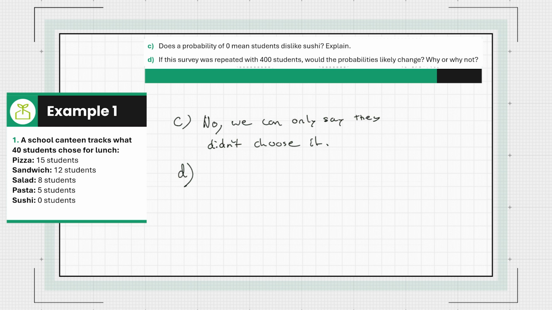Alright, if we look at D, we have, if this survey was repeated with 400 students, would the probabilities likely change? Why or why not? So if we expanded the potential students' preferences to a group 10 times larger, we would expect preferences to change quite dramatically. A group of 40 students will not be representative of an entire school, nor an entire year group. So yes, we would expect there to be changes. A larger group will reflect different preferences.